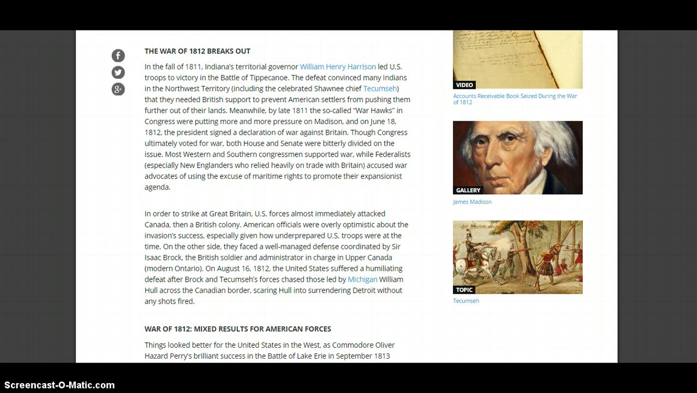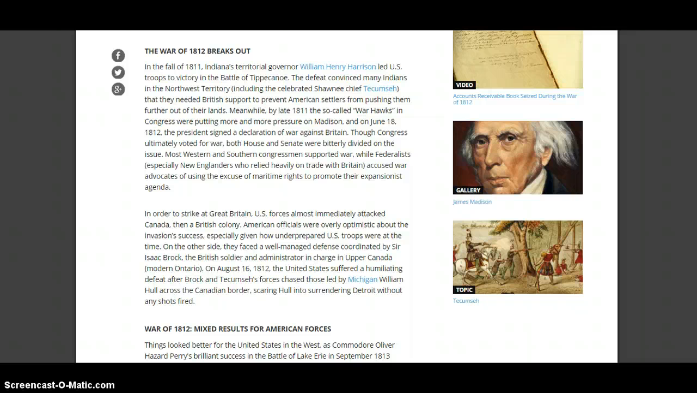In order to strike at Great Britain, United States forces almost immediately attacked Canada, then a British colony. American officials were overly optimistic about the invasion's success, especially given how underprepared United States troops were at the time. On the other side, they faced a well-managed defense coordinated by Sir Isaac Brock, the British soldier and administrator in charge in Upper Canada, or modern Ontario.